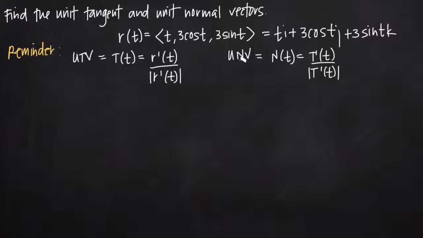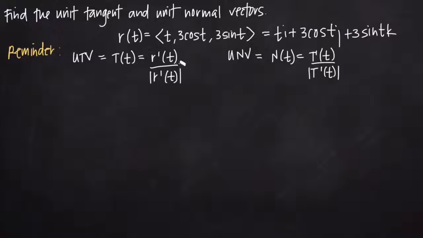And then we have the equation for the unit normal vector, which we denote with this capital N of t. And it's really important to realize that the unit normal vector we're going to find with the unit tangent vector. So notice we have the derivative of the unit tangent vector and the magnitude of the derivative of the unit tangent vector. So obviously we're going to need to find the unit tangent vector before we can find the unit normal vector, since we use the unit tangent vector in the formula for the unit normal vector. So let's go ahead and start with the unit tangent vector.